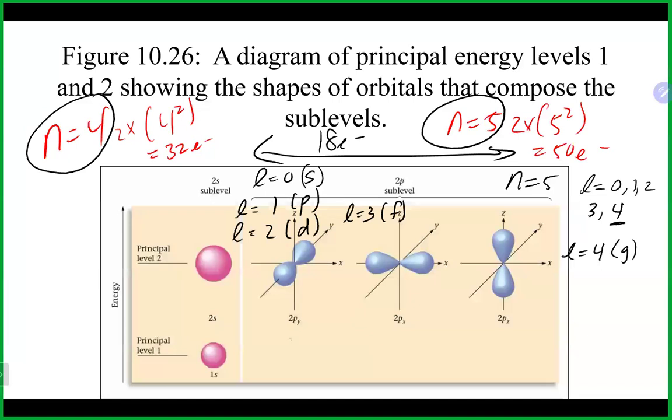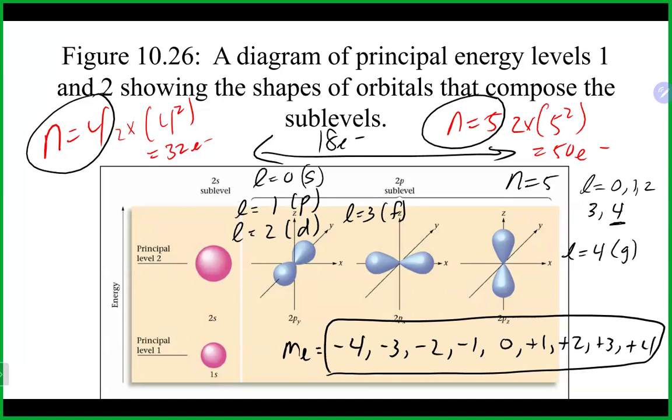And we could also then drop to our m sub L, which would take us through whole numbers: minus 4, minus 3, minus 2, minus 1, 0, plus 1, plus 2, plus 3, and plus 4. Each of these would represent one of those g orbitals, and there's 9 numbers. 9 times 2 is the 18 electron difference between the 4th energy level and the 5th energy level. And we never ever touch those because we don't need it for anybody on the periodic table, so we don't see those.